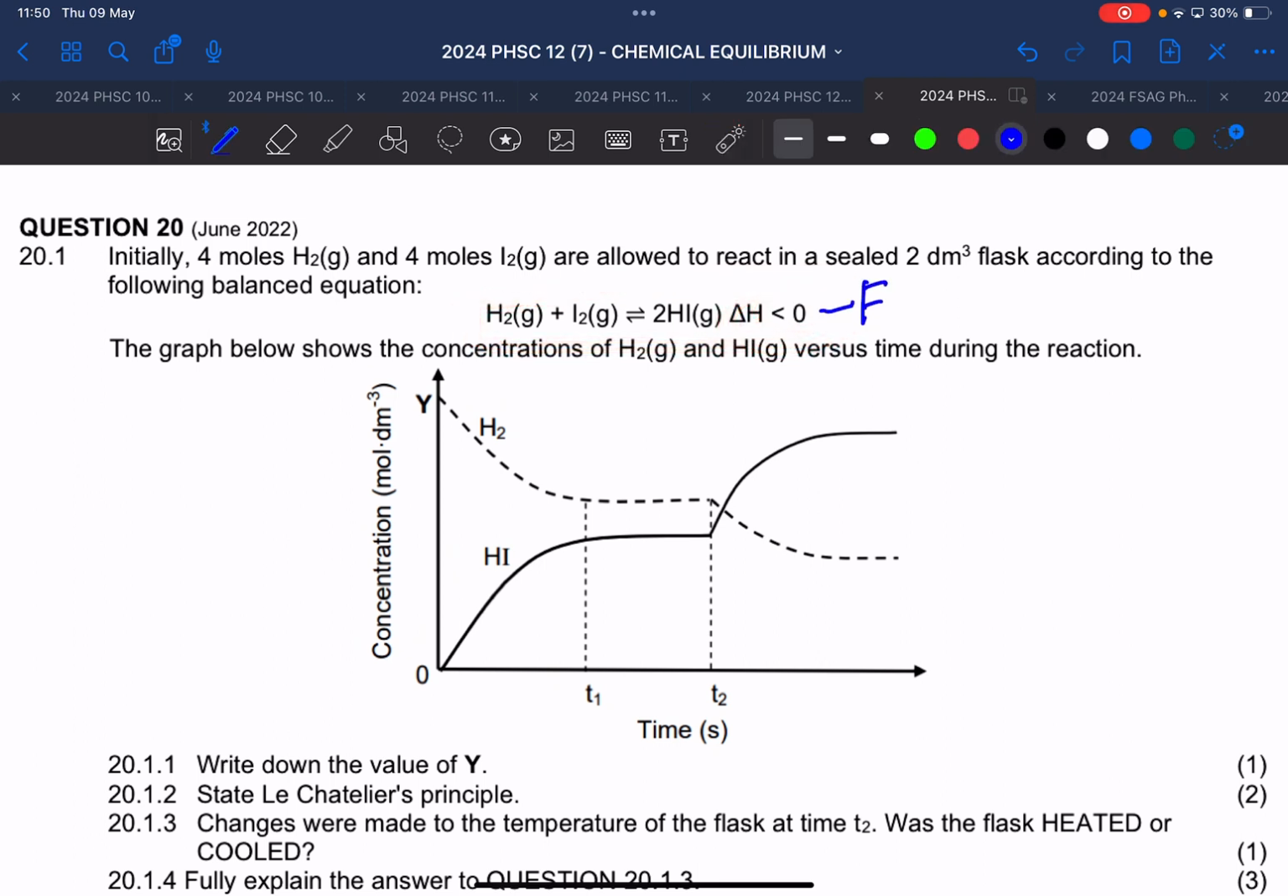Exothermic. So the graph below shows the concentrations of our hydrogen gas, one of our reactants, and hydrogen iodide, which is our product, versus time during the reaction. So we have our reactant, and we have our product.